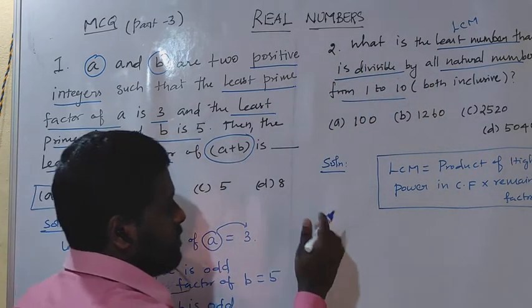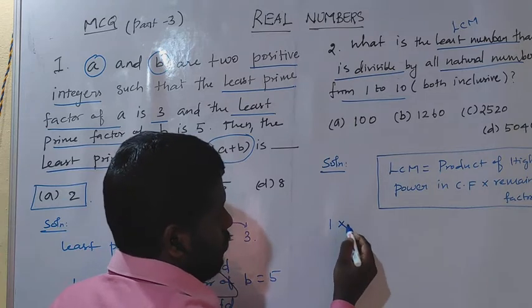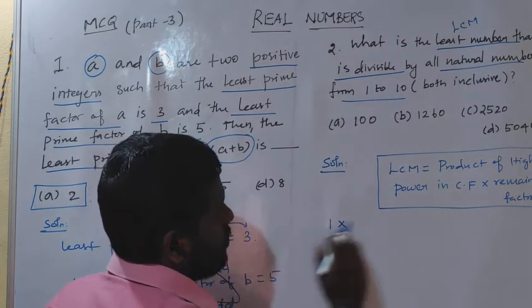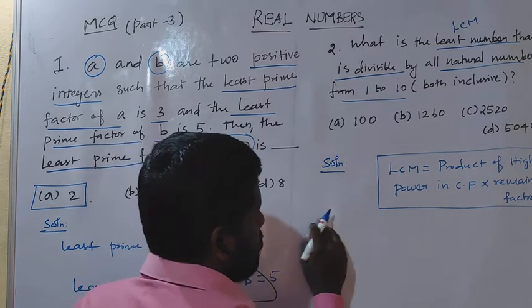Okay. First number is what? 1 into. Then the second number. What is the second number? Let me write all the numbers. So the first one is 1 only.